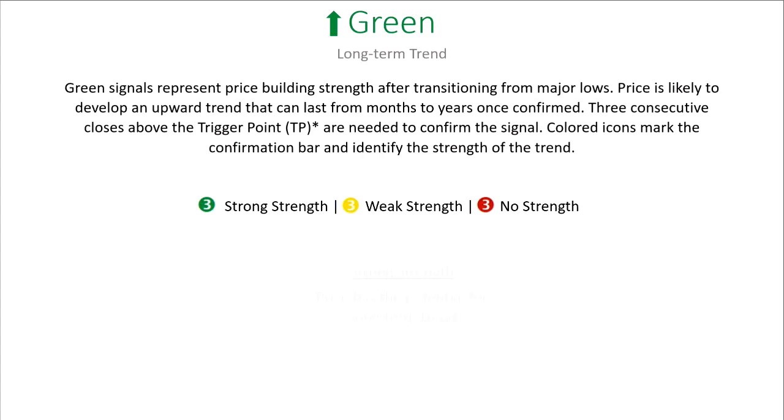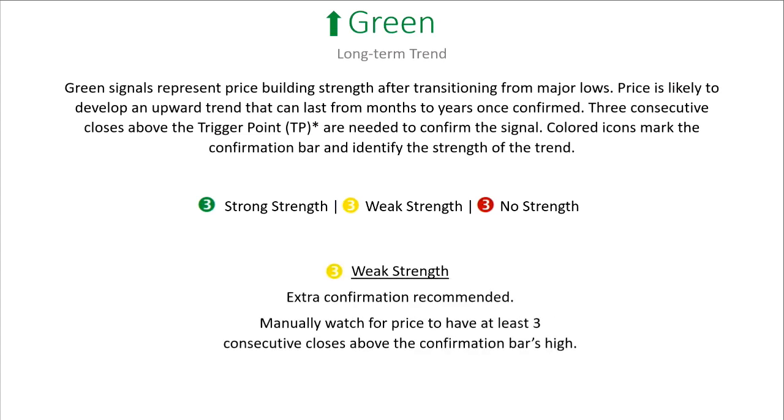The next icon, strong strength, means price has the potential for a long-term trend. The next icon is yellow. This is weak strength. Extra confirmation is recommended. A manual watch for price to have at least 3 consecutive closes above the confirmation bar high. Okay, that's giving us a good warning. It's letting us know, let's not jump into the trade quite yet. We need to have more confirmation.